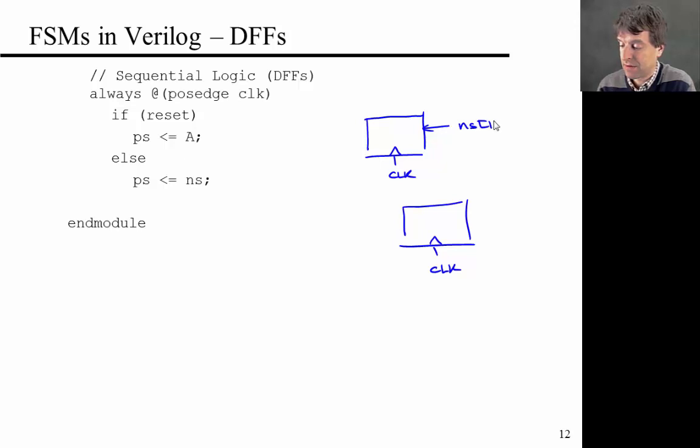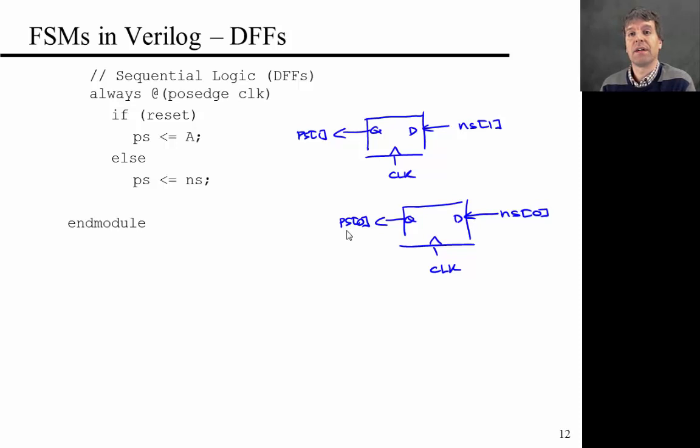There's an NS1, present state 1, so 1 flip-flop here, and then the other one here. Okay, so now we've essentially defined this complete state machine. And I think this is all fairly intuitive.